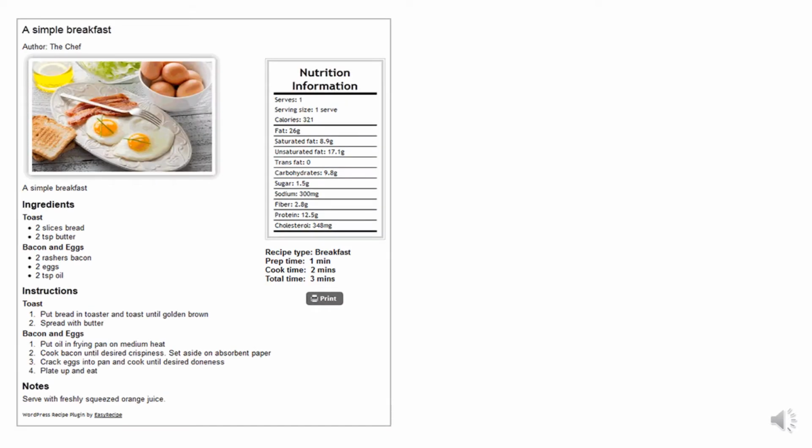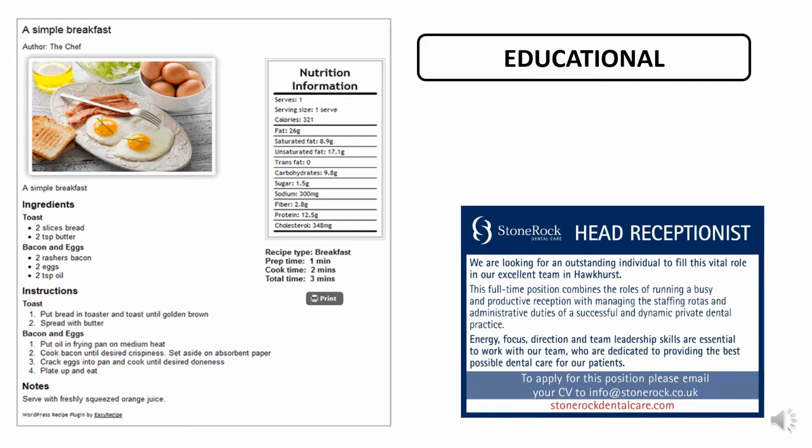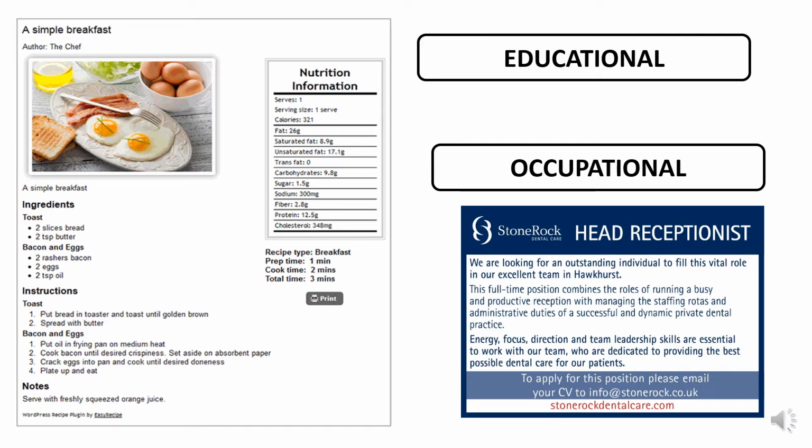Thankfully, most of these questions perhaps won't be as tricky as that one, but you need to be aware of those types. So in this case, we've got a recipe for breakfast. A recipe gives instructions, therefore the text's purpose is educational, because it's trying to educate you, in this case, on how to produce a simple breakfast. We've then got a job advert for a head receptionist. If we think back to the text purposes, it's to do with the world of work, therefore this text is occupational.